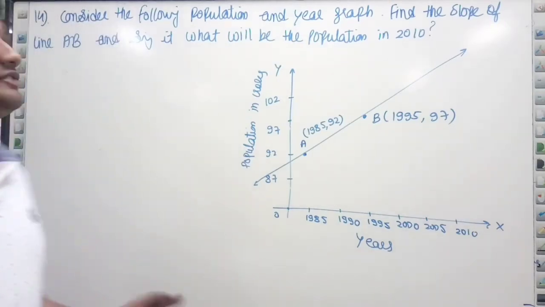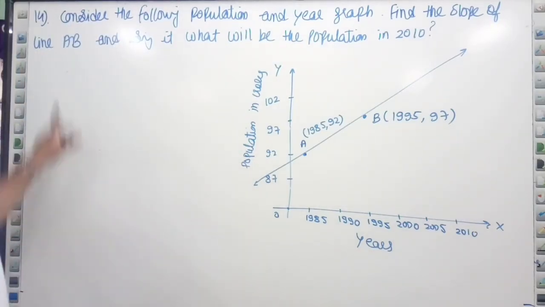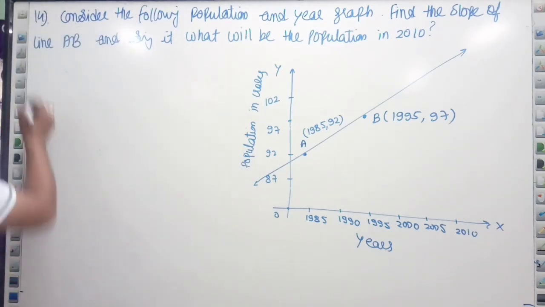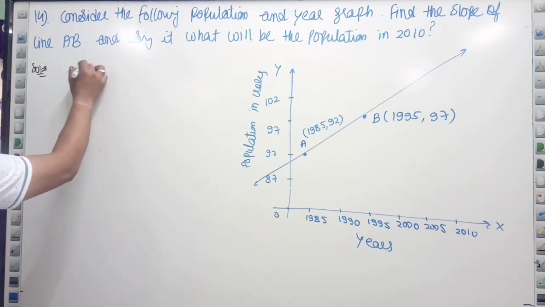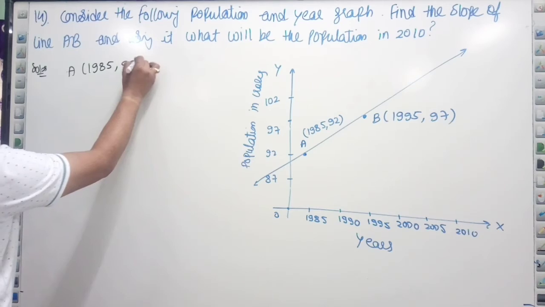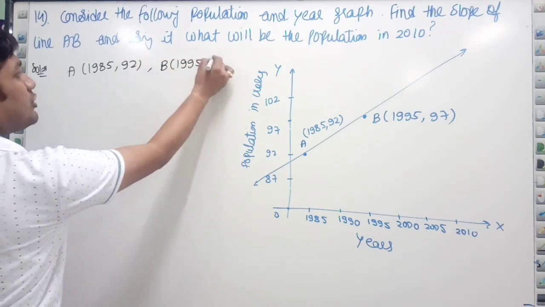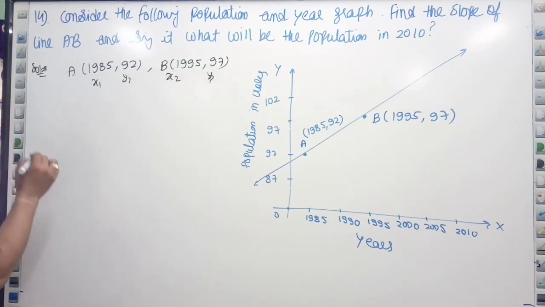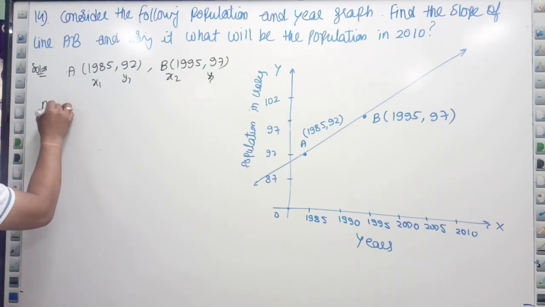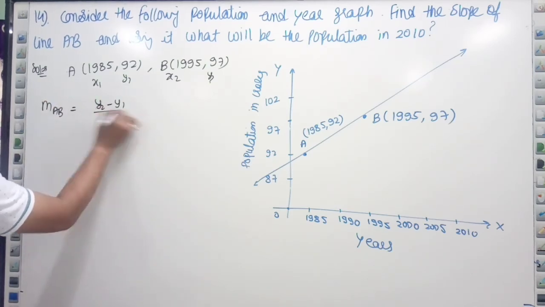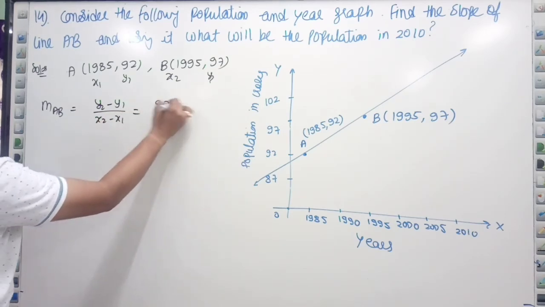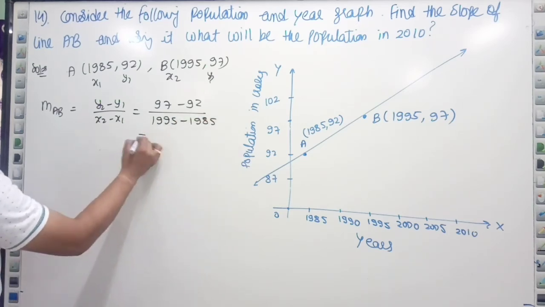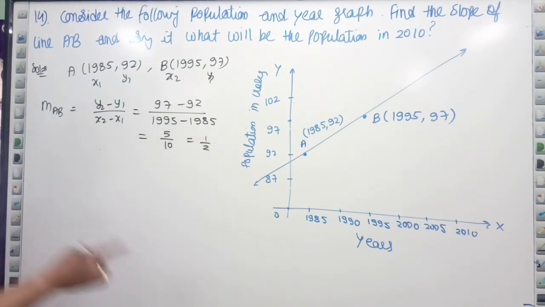Now we have the last question of the video. The population graph is given. Find the slope of line AB. Now if I talk about AB here, do I know points A and B? A is 1985, 92. B is 1995, 97. This is x1 y1, this is x2 y2. Can I say that slope of AB is y2 minus y1 upon x2 minus x1? What is y2? 97 minus 92 upon 1995 minus 1985. This is 5 by 10. This is 1 by 2.